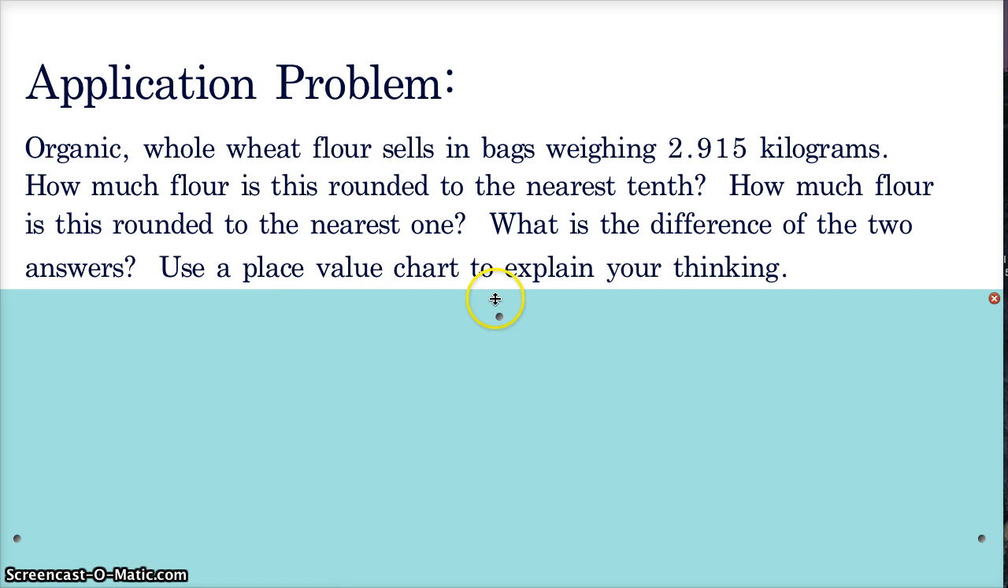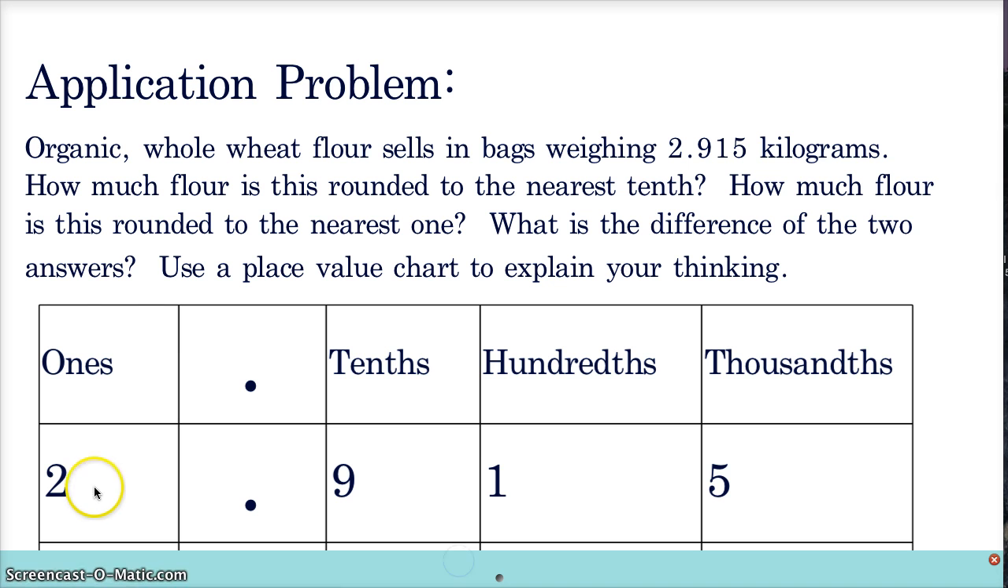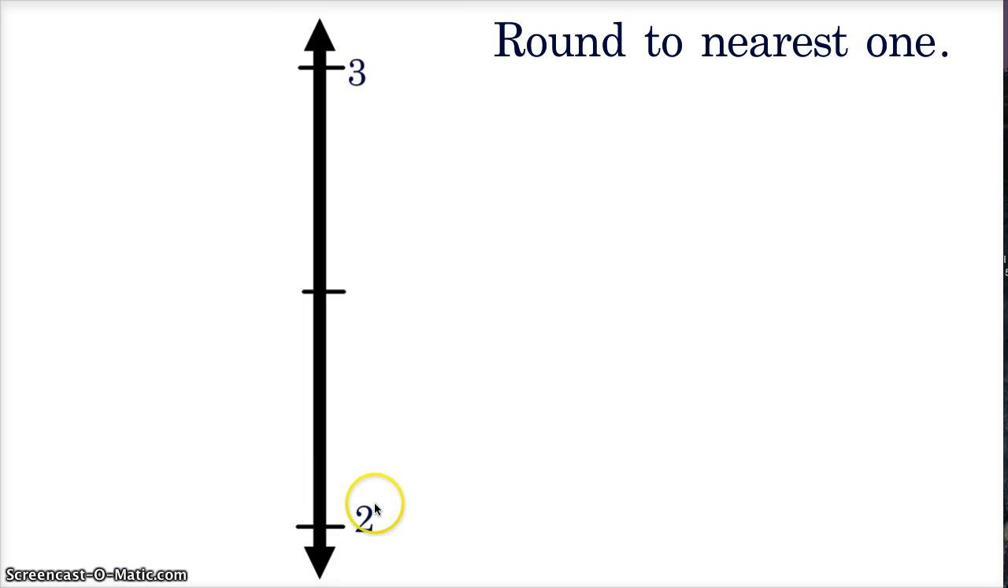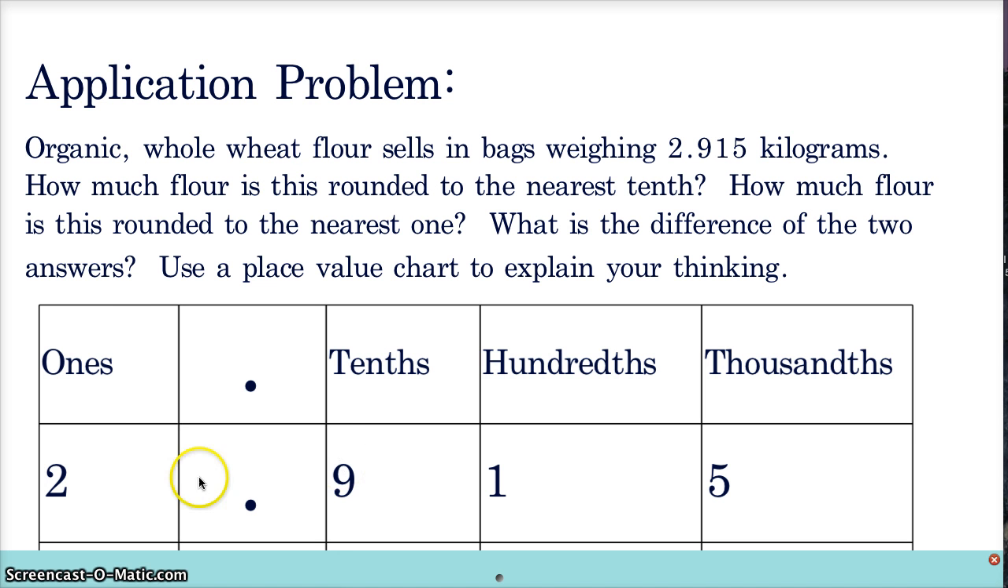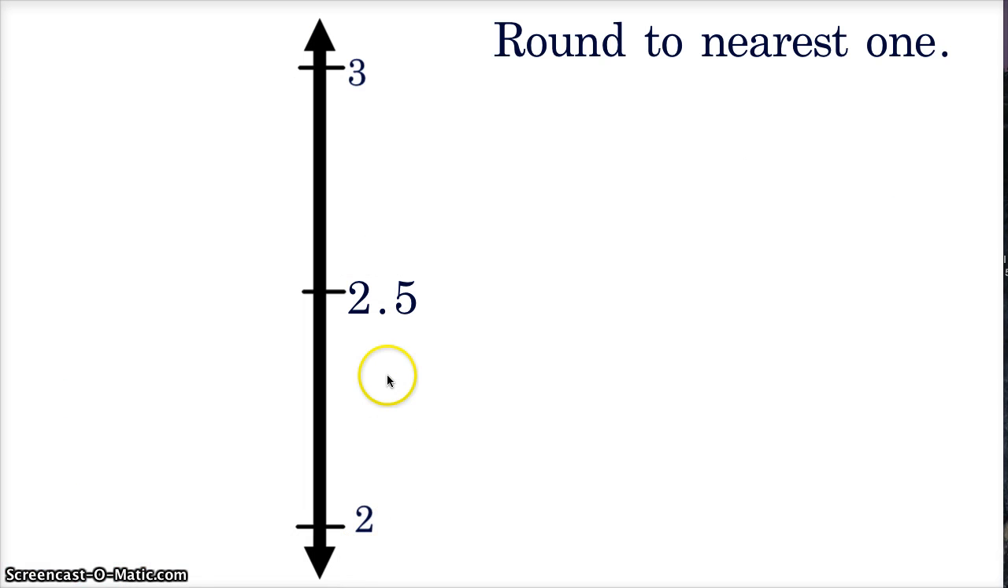Okay. For the next one, the nearest one, I can just leave my place value chart as it is. In my ones column, I don't have any numbers in front of that, so what's my number there? 2. So on my vertical number line, my low number is going to be 2, and my high number is going to be 1 more than that. So 1 more than 2 is 3, and then I just need to find my midpoint. So halfway between 2 and 3 is 2.5. Now let's go back to our original number, 2915. So where would 2.9 be? Somewhere right around here. So this time I'm rounding up to my 3.